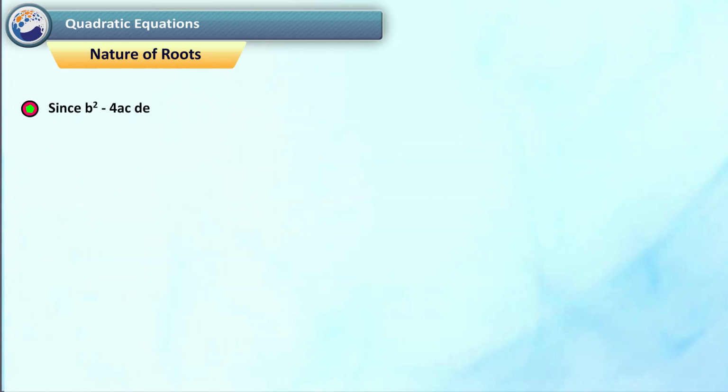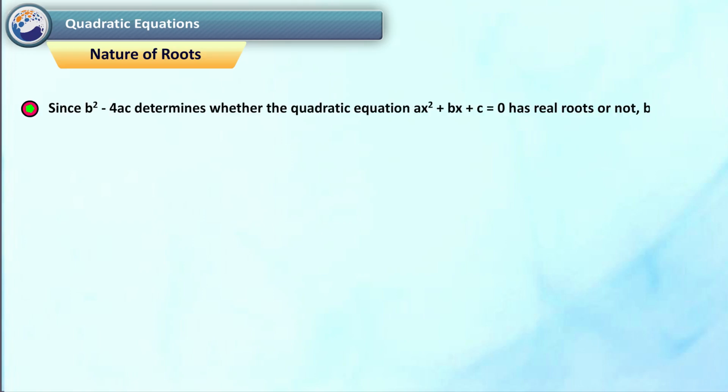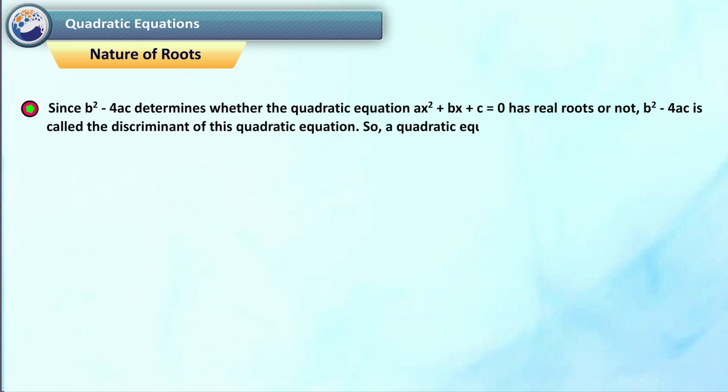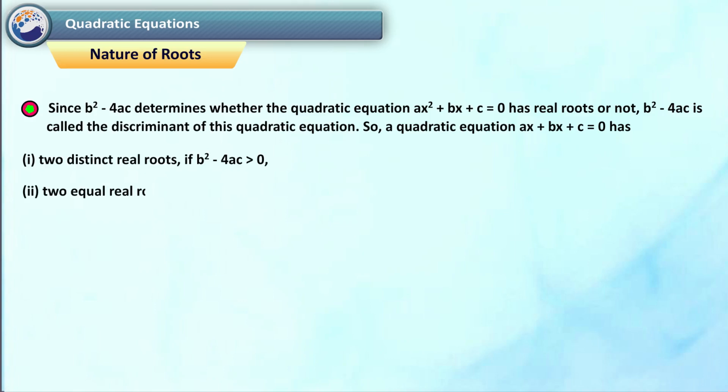Since b squared minus 4ac determines whether the quadratic equation ax squared plus bx plus c is equal to 0 has real roots or not, b square minus 4ac is called the discriminant of this quadratic equation. So the quadratic equation ax squared plus bx plus c is equal to 0 has: 1. Two distinct real roots if b square minus 4ac is greater than 0. 2. Two equal real roots if b square minus 4ac is equal to 0. 3. No real roots if b squared minus 4ac is less than 0.